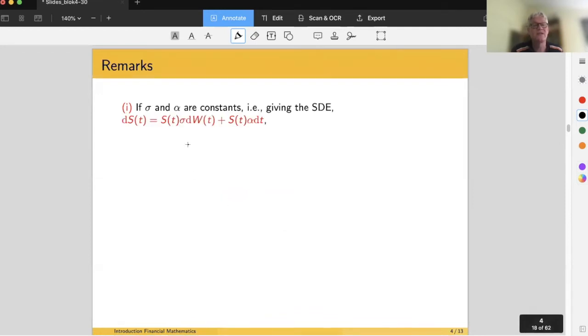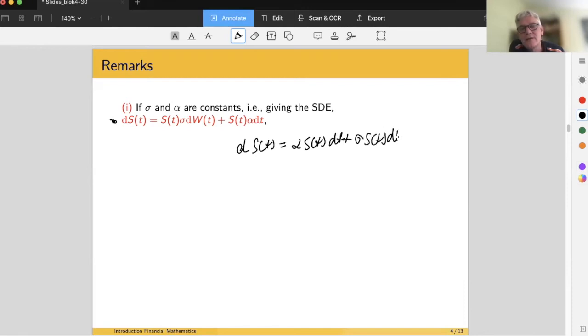When they are constants, that gives us the SDE dS_t is equal to S_t times sigma dW_t plus S_t times alpha dt. And in finance, we often write dS_t is alpha S_t dt plus sigma S_t dW_t. This is how we often write it. So a part which has only a dt term, we often call that a drift term. And here we have a part with a Brownian increment, and we call that a diffusion term. But that'll follow later.